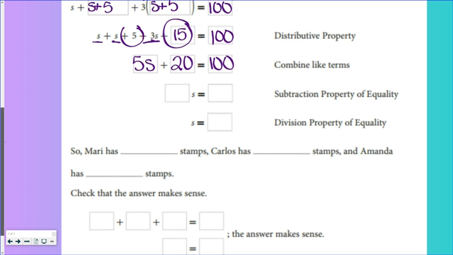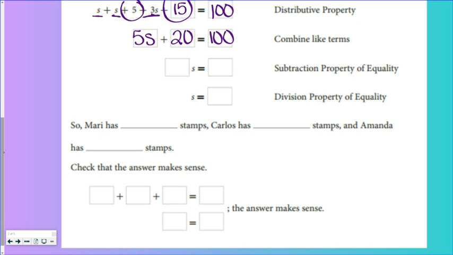And now we are ready to solve. So we're going to start by getting our constants to one side. So subtracting 20 leaves us with 5S equals 80. And again, we want to know the value of 1S, so we'll divide by 5. We get S equals 16.